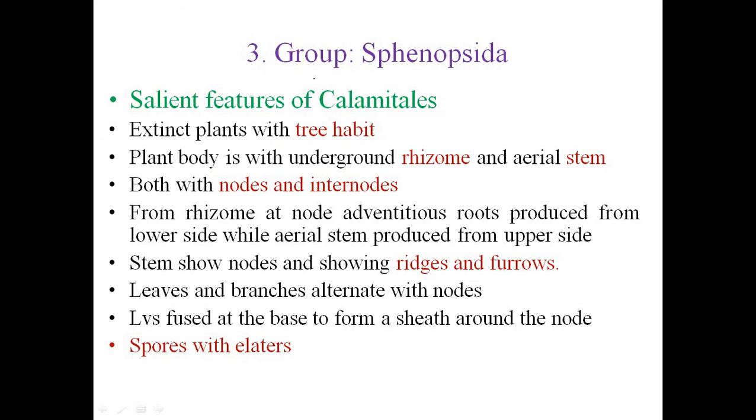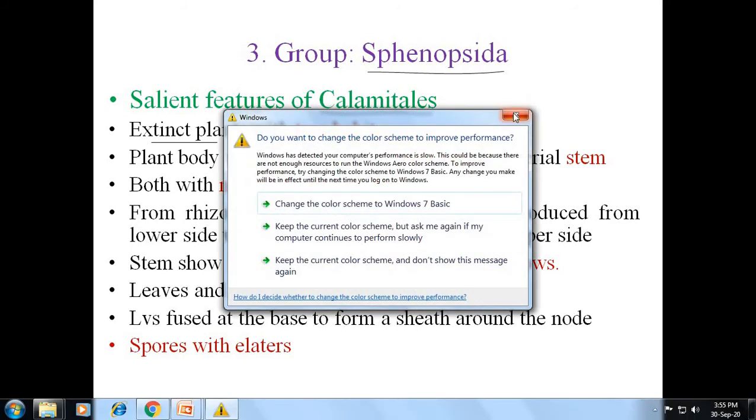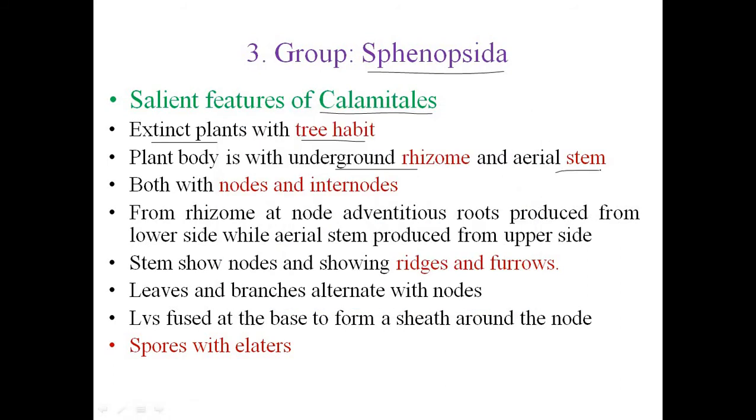Then the third group from the fossil order is Sphenopsida, in which the order Calamitales exists with most of the extinct plants of tree habit, and the plant body is with an underground rhizome and aerial stem. This stem is with nodes as well as internodes.